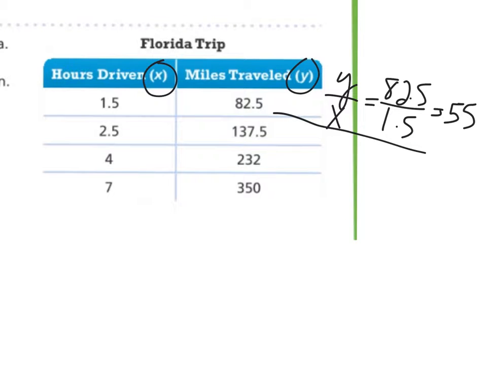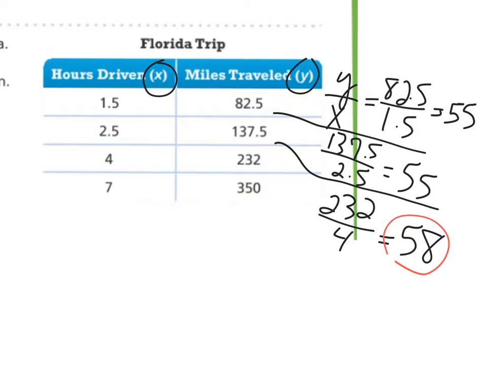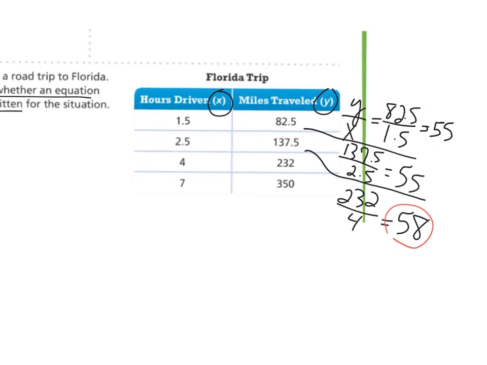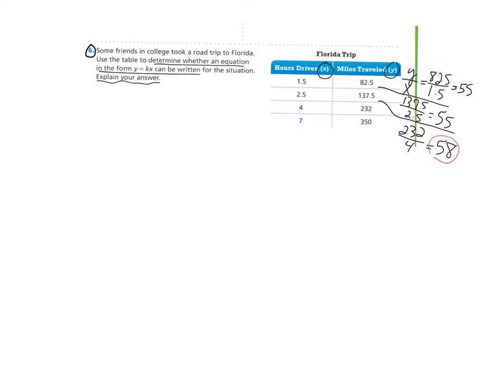Then for the next part here, 137.5 divided by 2.5 is 55, so it's looking good so far. Next one, we do 232 divided by 4, and that's 58. Right there I'm done, because these are not all equal. Okay, so they averaged a little bit more, so they had a section where maybe they didn't have as much traffic, or they had a higher speed limit or something, that they were able to drive faster there, bumped up their average speed.